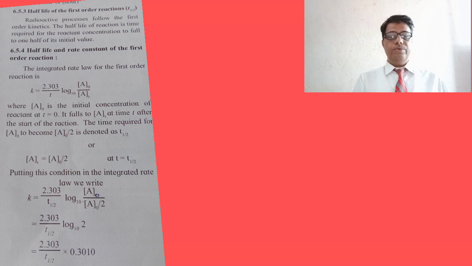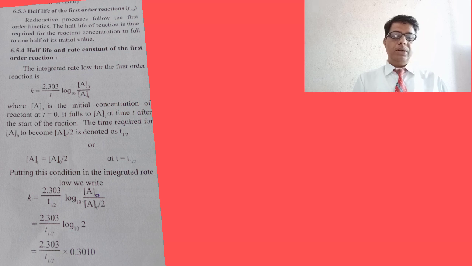Now student, we move to the next point from this topic, that is the half life of the first order reaction, t half. See on your screen. Simply, what is the half life of the first order reaction? The half life of the reaction is the time required for the reactant concentration to fall to one half of its initial value. That is, if we consider the initial concentration a, then the time required for the concentration to fall to a by 2, that particular time, is called the half-life of the first order reaction.